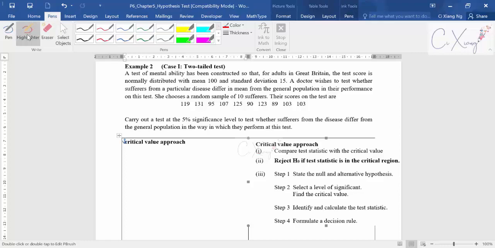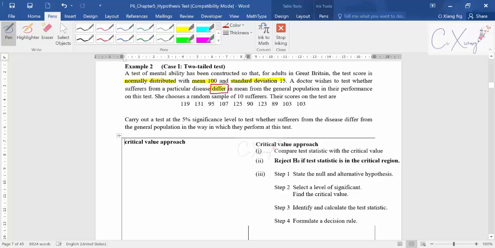If we have a look at example 2, they are talking about a test of mental ability that has been constructed so that for adults, the test score is normally distributed with this mean and also this standard deviation. There's a doctor who wishes to test whether sufferers from a particular disease differ in mean from the general population. So they want to test whether a particular disease differs. Differ is a keyword that helps you to form your alternative hypothesis later.